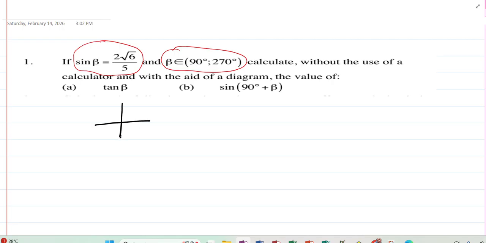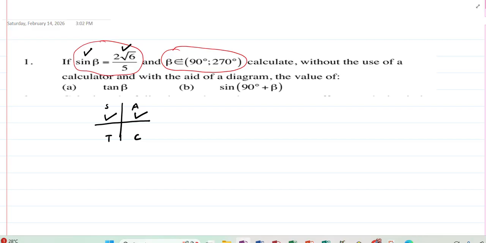I draw a cross like this. I check, what is this? This is sine. Where is sine positive? Because I don't see any negative sign here. I know according to my class diagram, it says all sexy teachers care. It goes like this. So where is sine positive? Sine is positive in the first quadrant and also in the second quadrant, and those are the only two quadrants where sine is positive. Now that I'm done with hint number 1, I go to hint number 2.